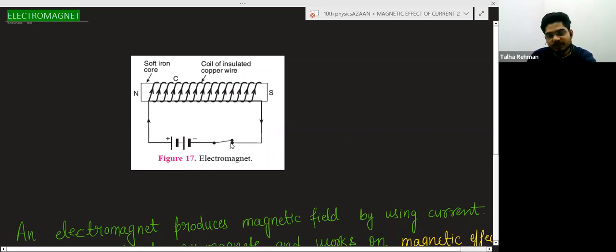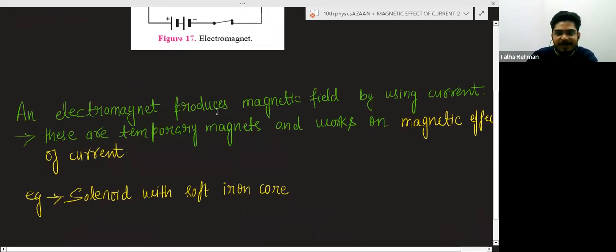When you close this switch, current will start flowing in the wire, and due to that, what will happen? A magnetic field will be produced, and due to that magnetic field, the soft iron core will get magnetized, and it will behave as an electromagnet, meaning it will attract iron pieces. So an electromagnet produces a magnetic field by using current.